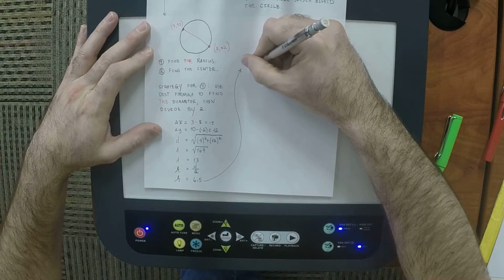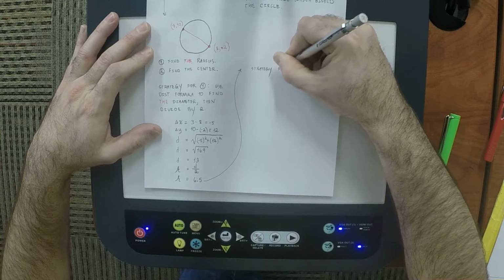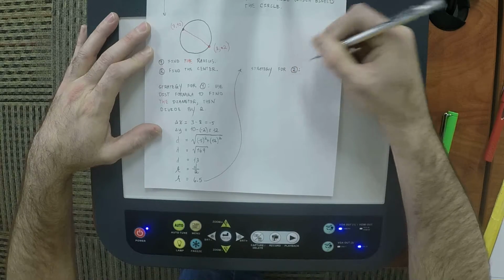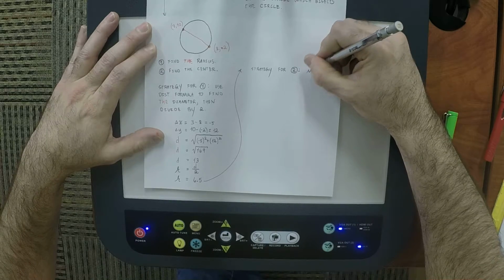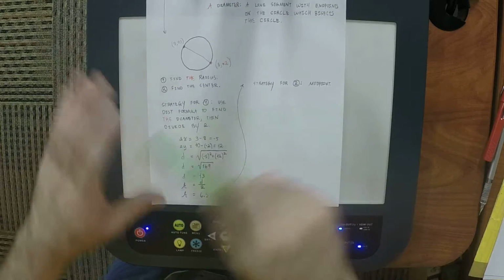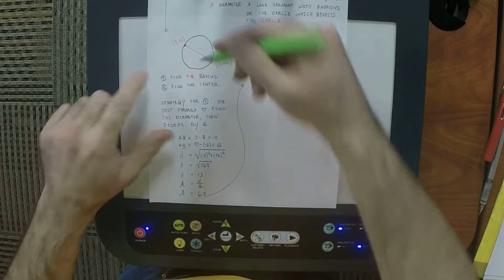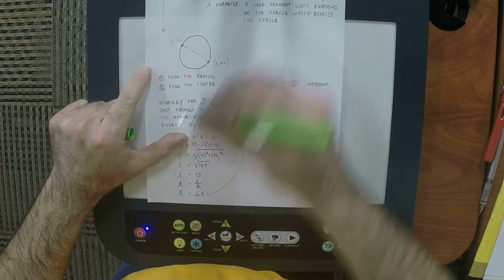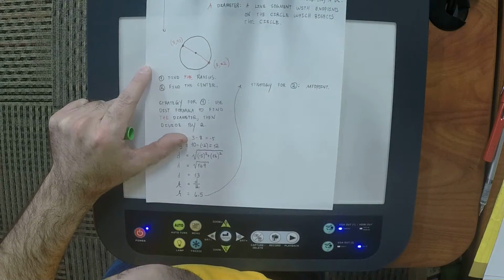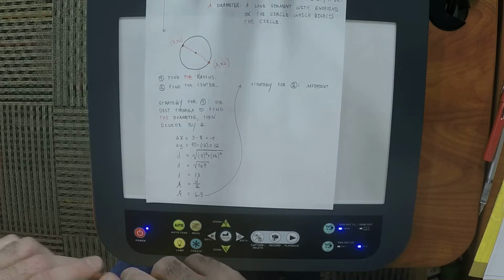Okay, so what's the strategy for 2 then? The midpoint, right? Because here's the circle, and this is a diameter. Because a diameter is a line segment, that means that we could find its midpoint. And that's the center of the circle. Every diameter must pass through the center.